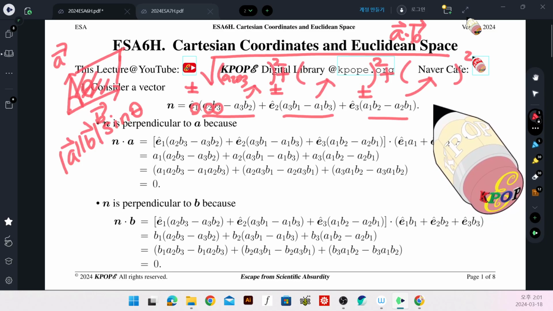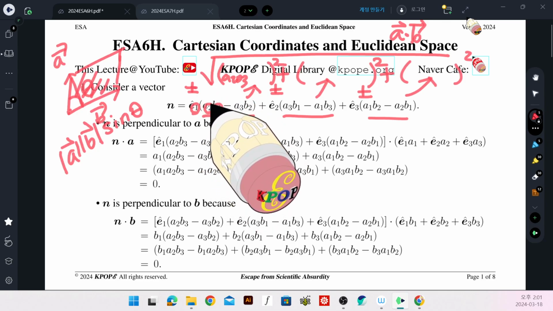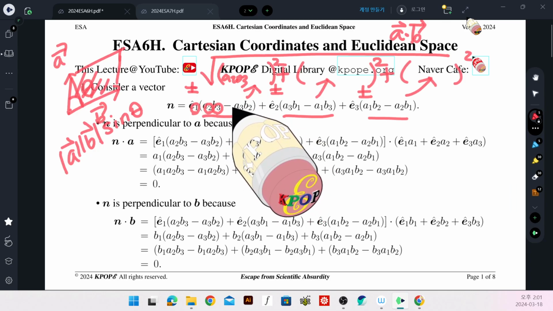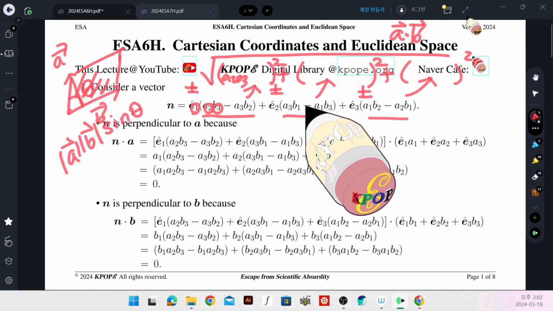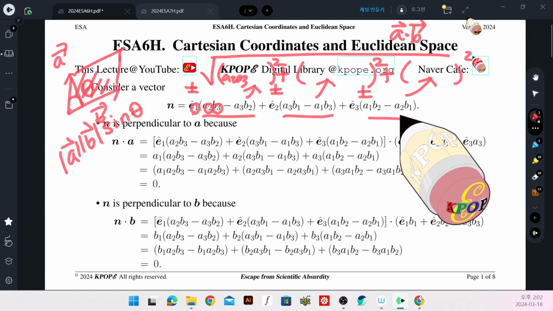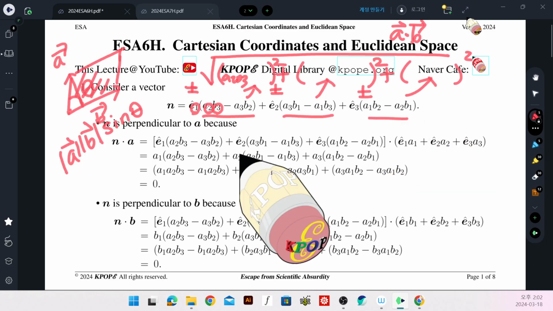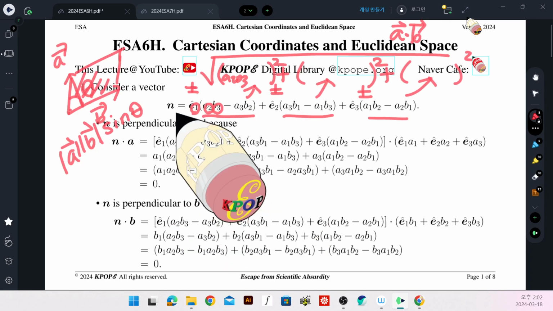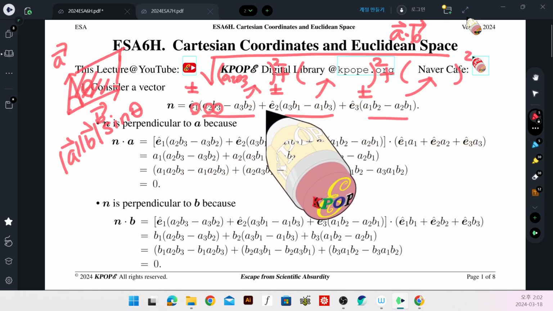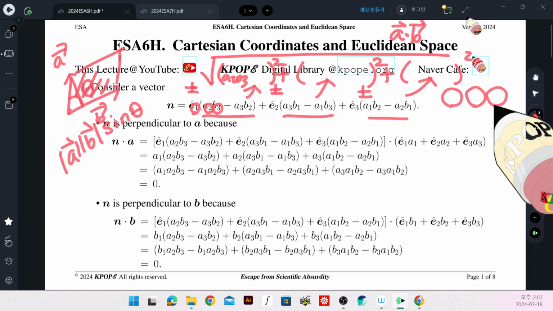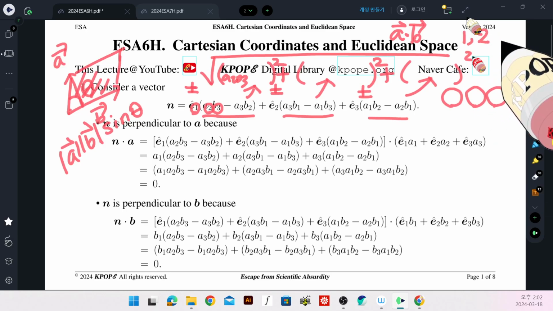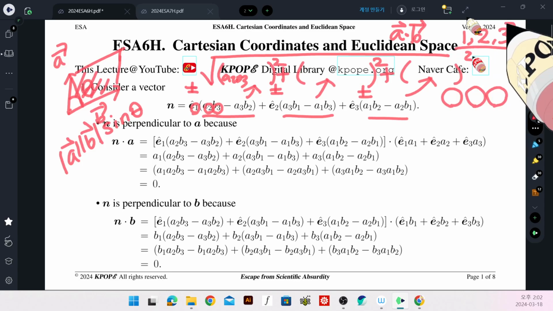In addition, 1, 2, 3 has a positive sign. 1, 3, 2 has a negative sign. 2, 3, 1 has a positive sign, but 2, 1, 3 has a negative sign. 3, 1, 2 and 3, 2, 1 have opposite signs. Here, we notice that the number of terms appearing in this expression is 1, 2, 3, 4, 5, 6. We know about the permutation of three distinct numbers, now 1, 2, and 3.